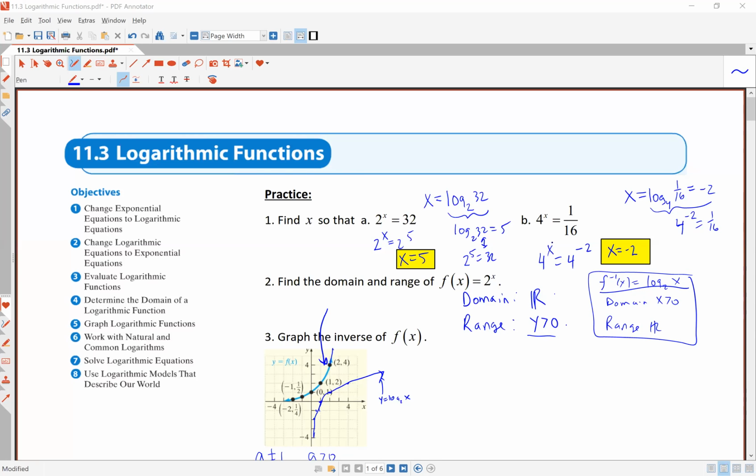This video covers section 11.3, logarithmic functions. Objective 6, work with natural and common logarithms.